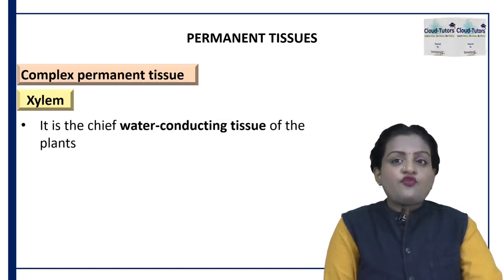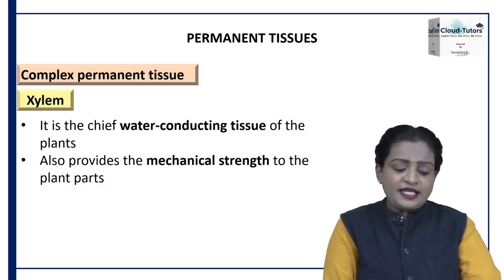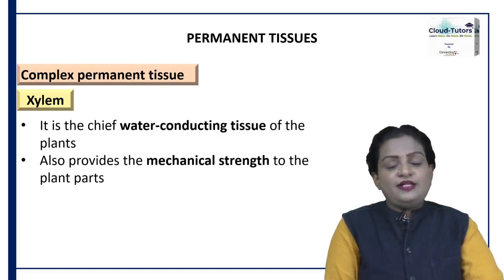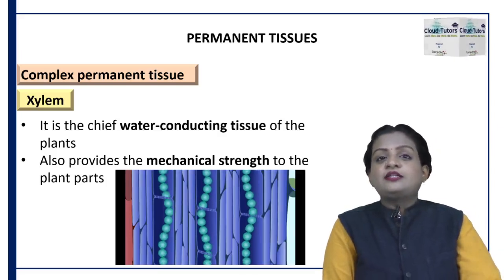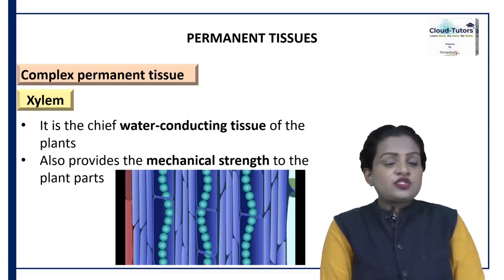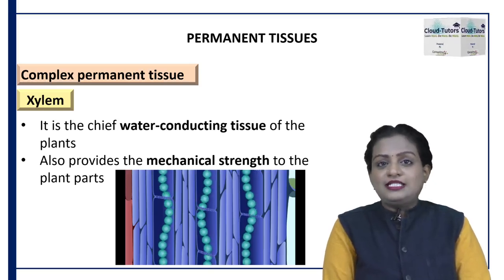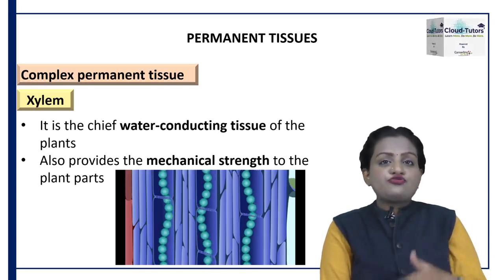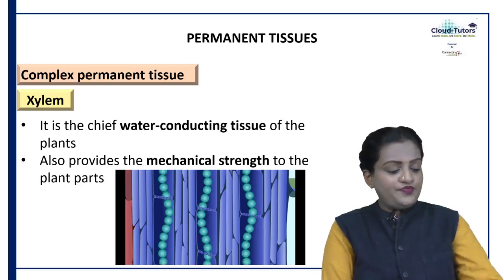Xylem is the chief water conducting tissue seen in the plant body. And xylem provides mechanical strength to the plant body as well. And if you see xylem function, even though it conducts water, minerals are also transported along with it, and it is unidirectional in nature. So it can only transport water from root to shoot, not in the other way round.